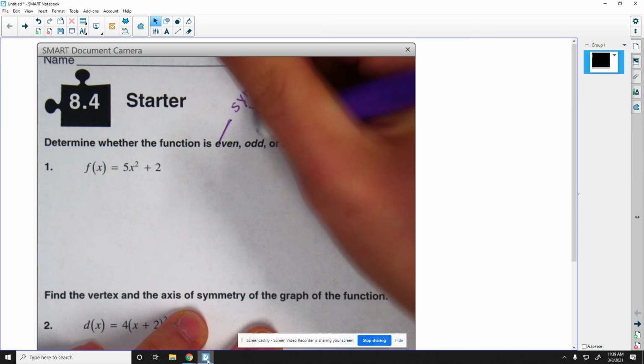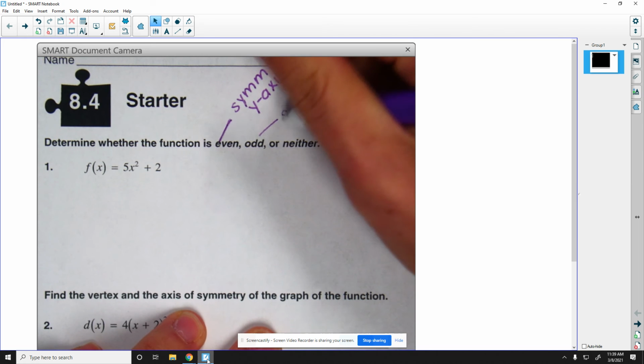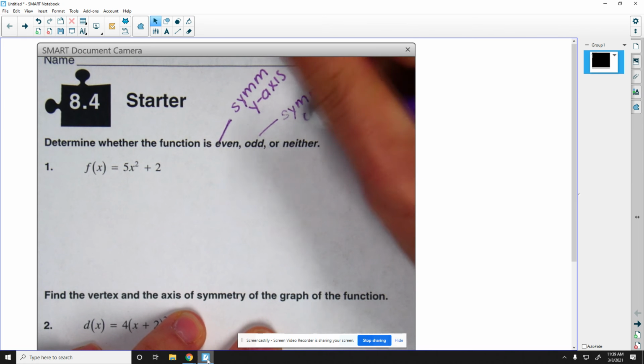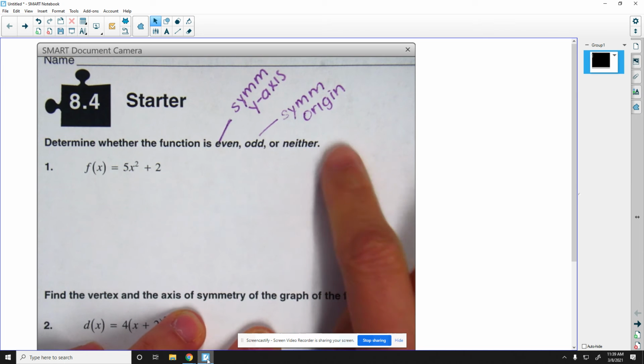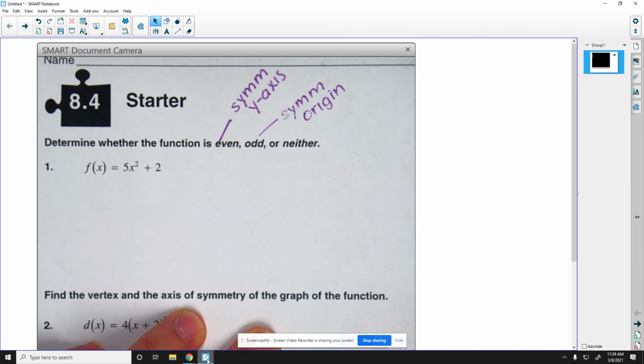Okay, now if something is odd, then let's write this down. That means it's symmetric about the origin. Remember, origin is the center of a graph, (0, 0). And then if it's neither, that means it's neither one of those things.